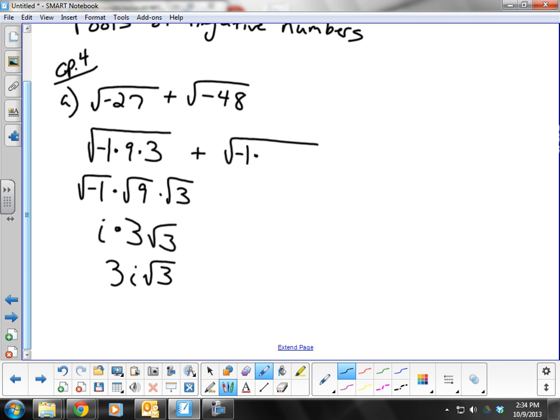Can anybody? 9 doesn't go into it, right? 4 does. Okay. 16 is the biggest perfect square that will go into it. So 16 times 3. Not saying 4 is wrong, but you've got to keep breaking it down if you do it that way, okay? Now, I've got the square root of negative 1 times the square root of 16 times the square root of 3, right?